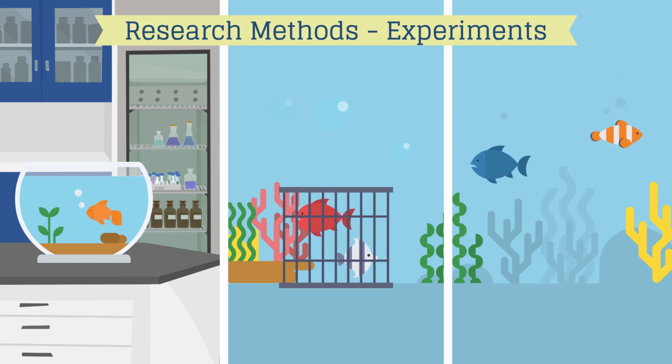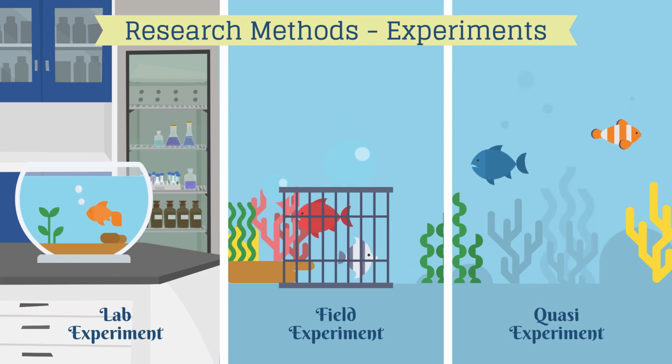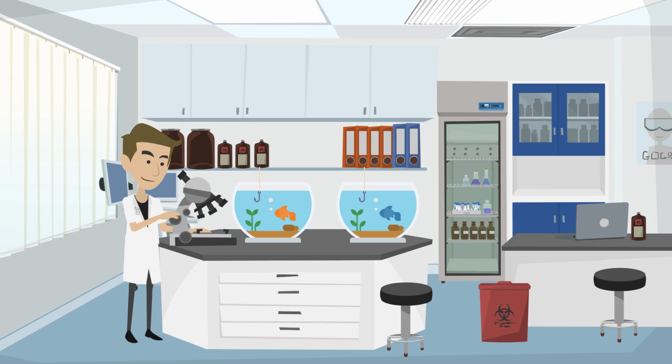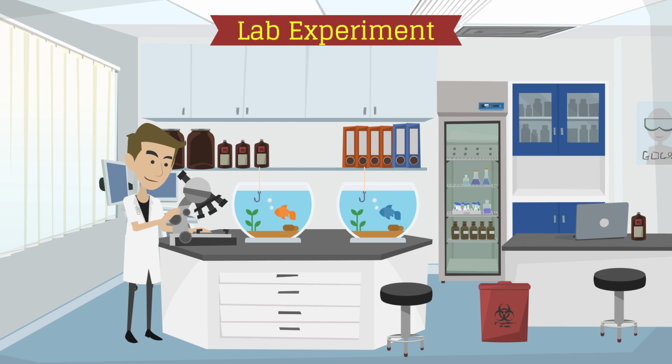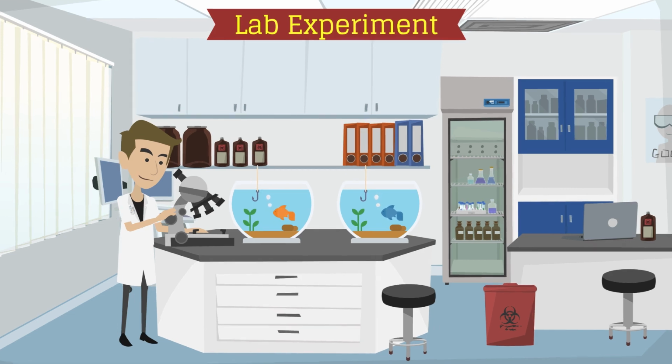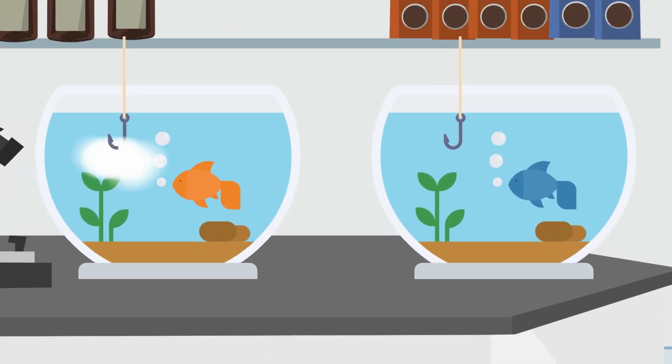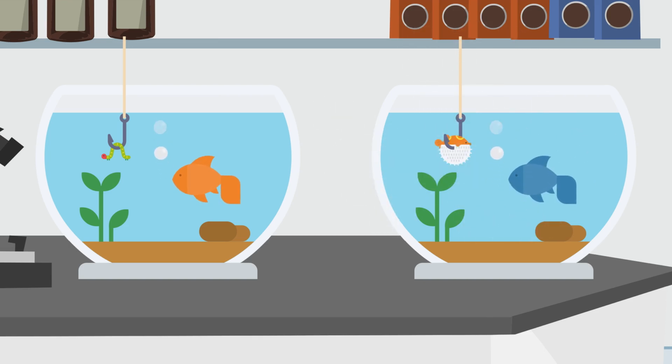We are going to discuss three types of experiments: lab experiment, field experiment, and quasi-experiment. Lab experiments are conducted in a highly controlled environment. The IV is directly manipulated by the researcher and the effect on the dependent variable is measured. Participants are randomly allocated to the conditions.